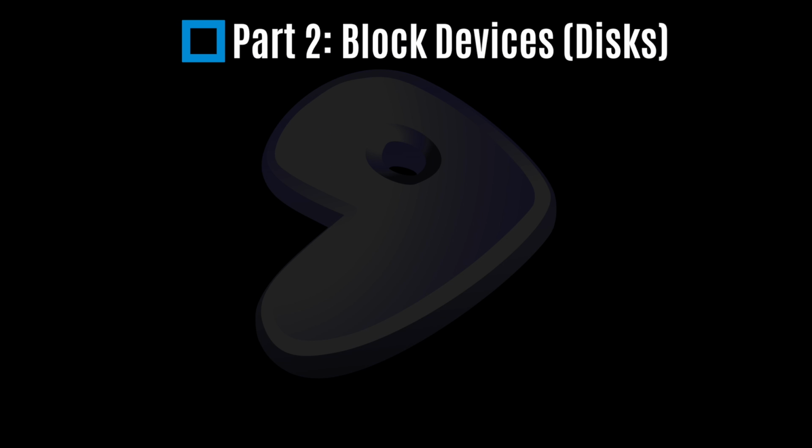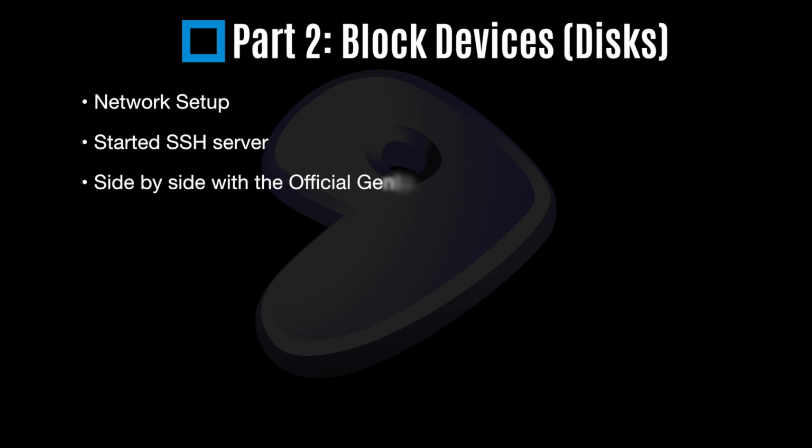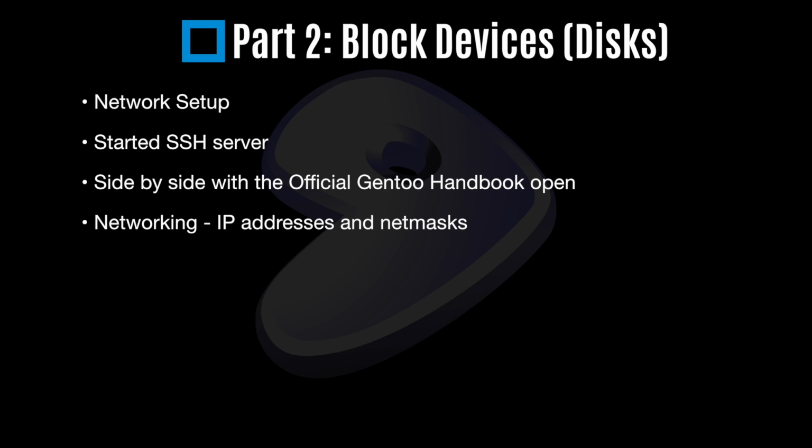If you missed part 1, what we did is we covered some basic networking. We started SSH so that we could remotely get in the system, and we could do that while having the handbook in a web browser next to the terminal so that we can quickly reference between the two. And then I also talked a little bit about networking, IP addresses, net masks, and how to make sure your system is online. So if you missed any of that, definitely check out part 1.